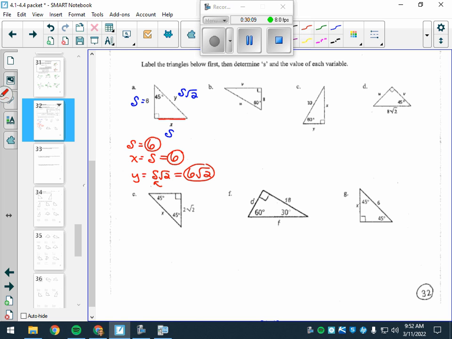All right, so the next one, again, the side across from 30 is S. Across from 60 is S root 3. Hypotenuse is 2S.